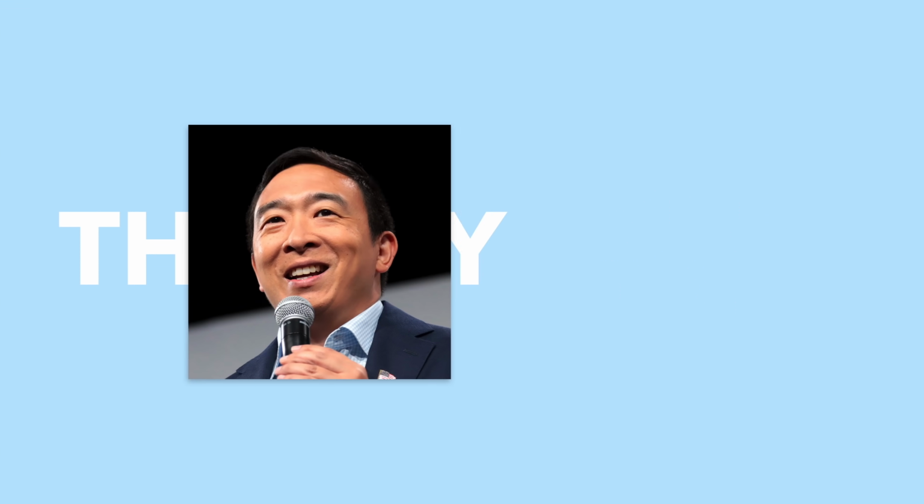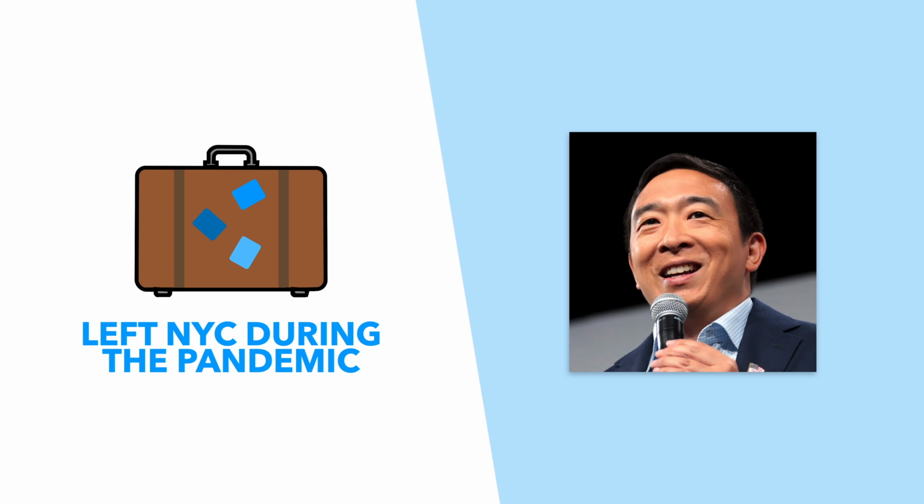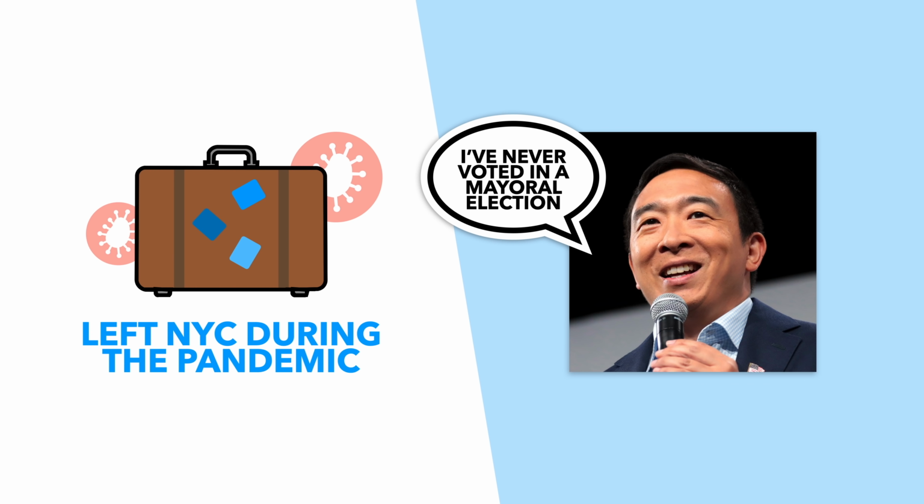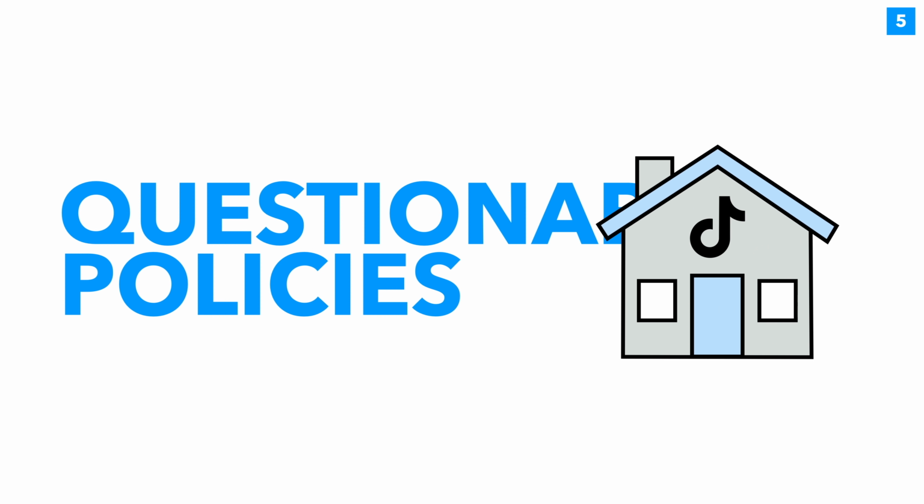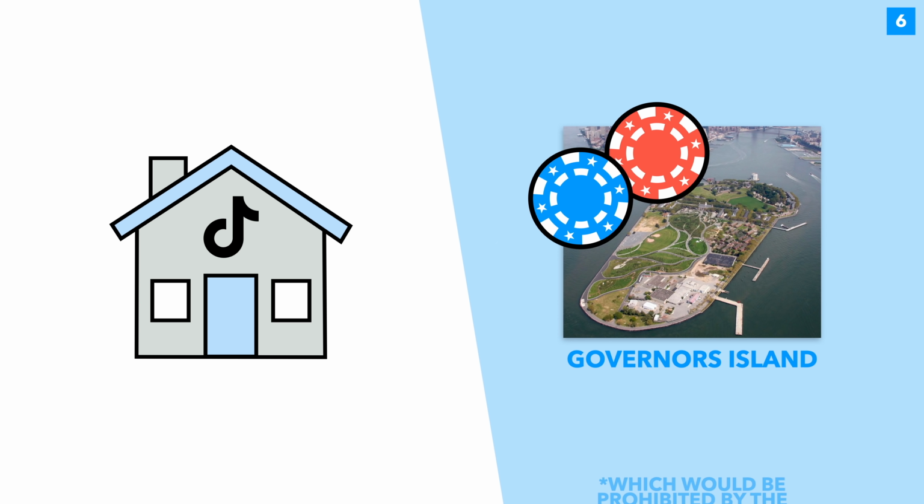Thirdly, Yang has made some serious blunders in his campaign. He left the city for his home in Hudson Valley during the pandemic, admitted that he'd never actually voted in a mayoral election before, and suggested some truly weird policies, including somehow inviting TikTok hype houses to New York and building a casino on Governor's Island.